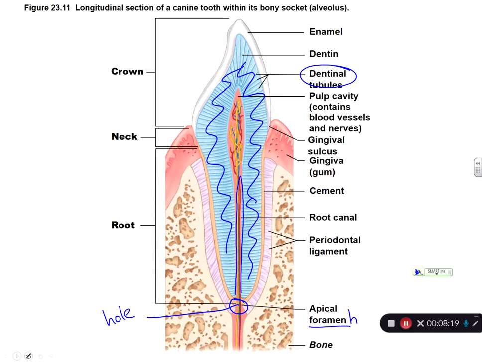Then they'll squirt it with almost like a bleach solution. It's basically cleaning it all out. And then they'll fill it with a material that's like a rubber material. It's called gutta percha. And they stick it in there. And then a lot of times they'll have to put a cap on your tooth after you've had a root canal. Okay.